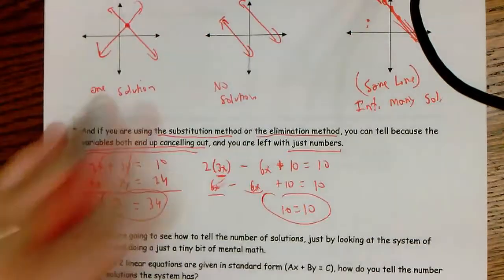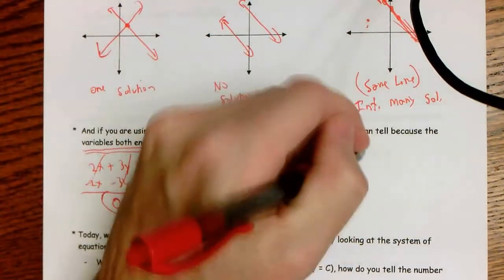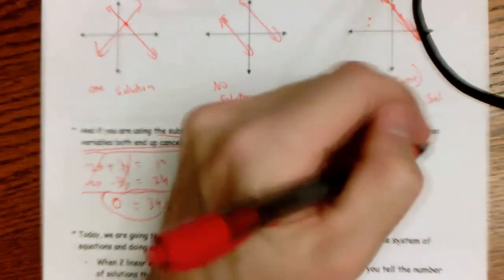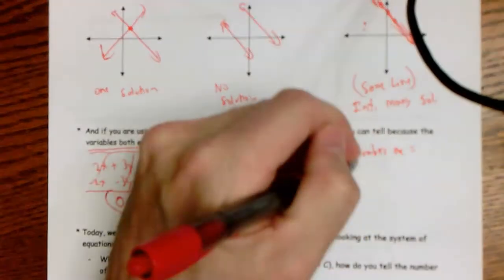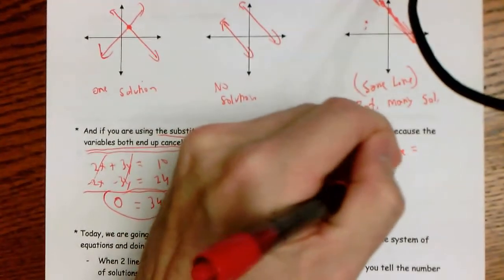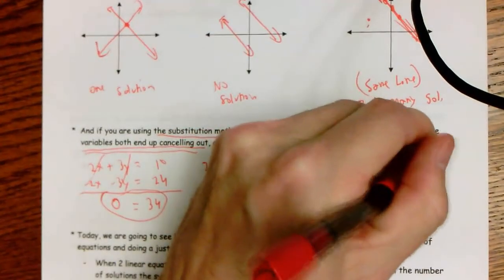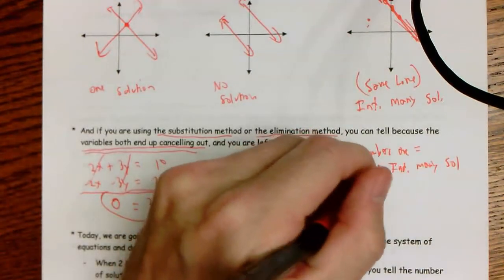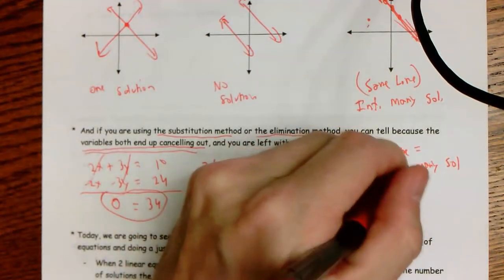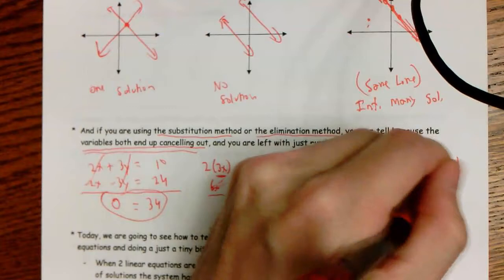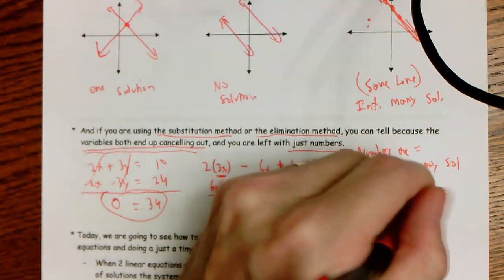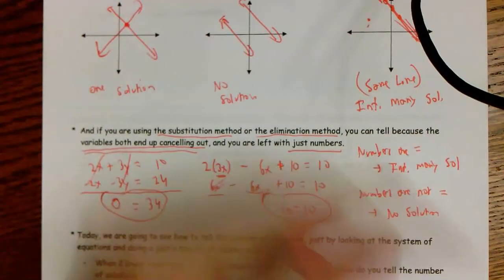And I think you know at this point, but if the numbers are equal, then it means infinitely many solutions. And if the numbers are not equal, it means no solution.